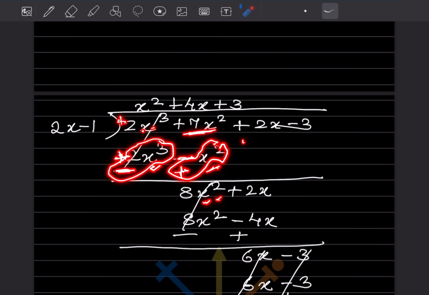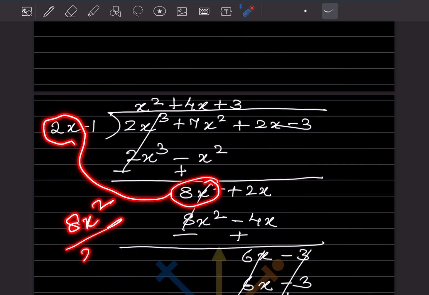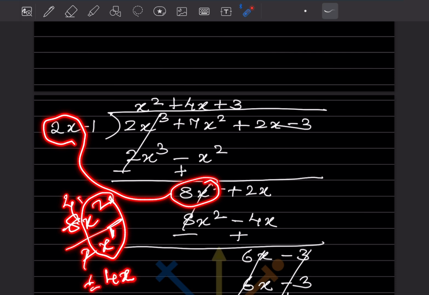Now we will take this along with this one, this sign and this 2x term. So now we are going to concentrate on this one and this part. So what will you write here? 8x square divided by 2x. 2 fours are 8, and when you divide this, that will be 4x. So you will write here plus 4x.